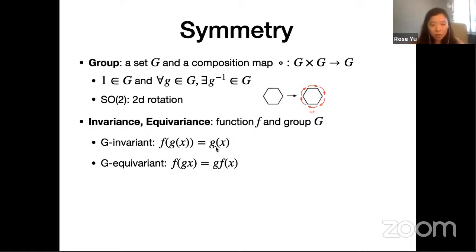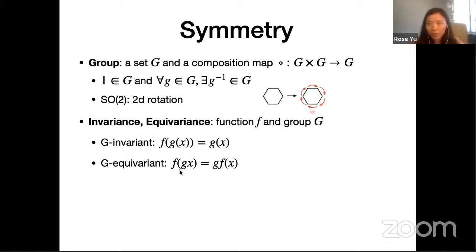A more general notion of invariance is equivariance. It's easy to see that invariance is just a special case of equivariance, which means if I have a function f and a group transformation g, when I apply a transformation to the input, it will automatically apply to the output of this function.